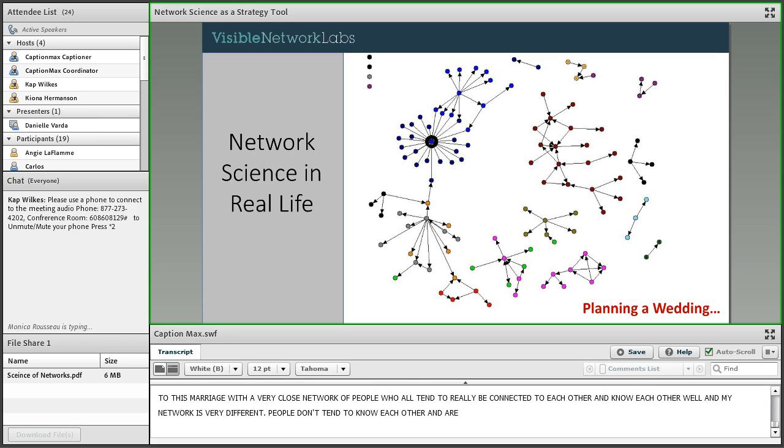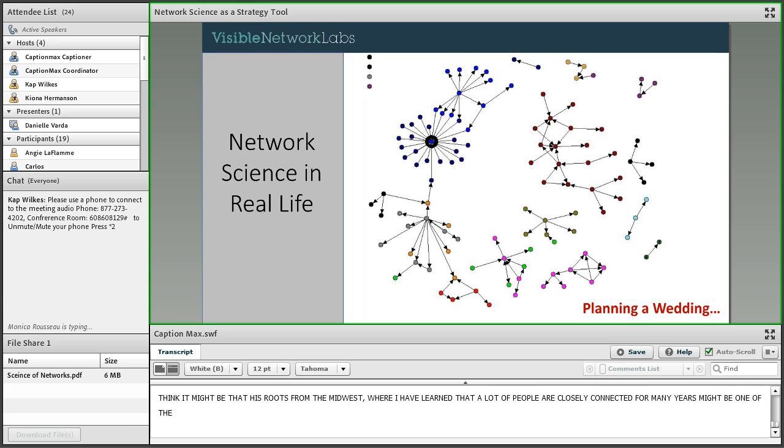He's coming to this marriage with a very closed network of people who all tend to really be connected to each other and know each other well. And my network is very different, where people actually don't tend to all know each other and are really disconnected.